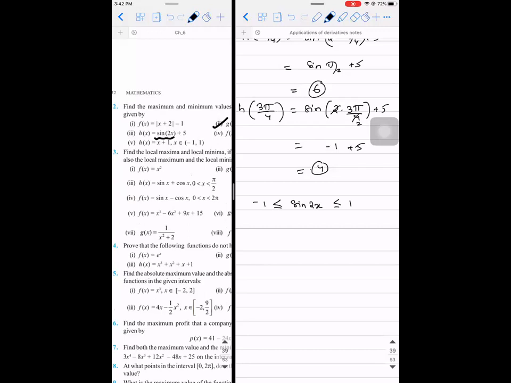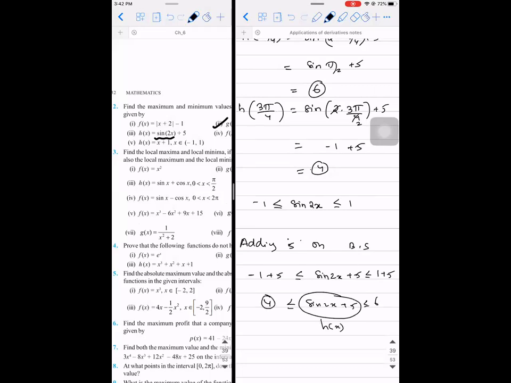Plus 5. Plus 5, no? So adding 5 on both sides, what do I get? -1 plus 5 less than or equal to sine 2x plus 5 less than or equal to 1 plus 5. Correct? So this will be 4 less than or equal to sine 2x plus 5 less than or equal to 6. The sine 2x plus 5 is nothing but h of x.